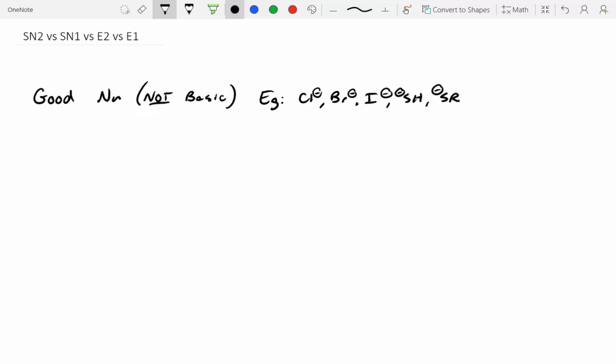Okay, so if we look at this, let's break it down. We've got methyl substrates, we've got primary substrates, we've got secondary substrates, and we've got tertiary substrates. So if we've got a good nucleophile, are we going to do any elimination chemistry if it's not basic? No, absolutely not. We're kind of stuck with SN1 or SN2. So if we're looking at methyl groups and primary groups as our substrate, are these going to do SN1 or SN2? Yeah, SN2 only.